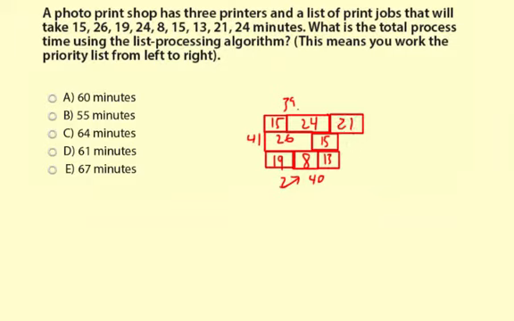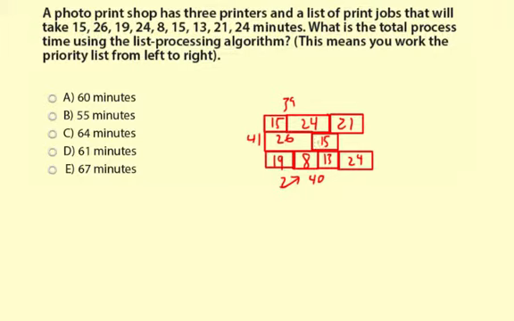And then the next process is 24. That will go on the bottom, or the third printer, because that one would be finished first. And I know that because 40 is 1 less than 41. Okay, so now all the jobs are scheduled. There are 9 jobs listed, and there are 9 jobs down here.